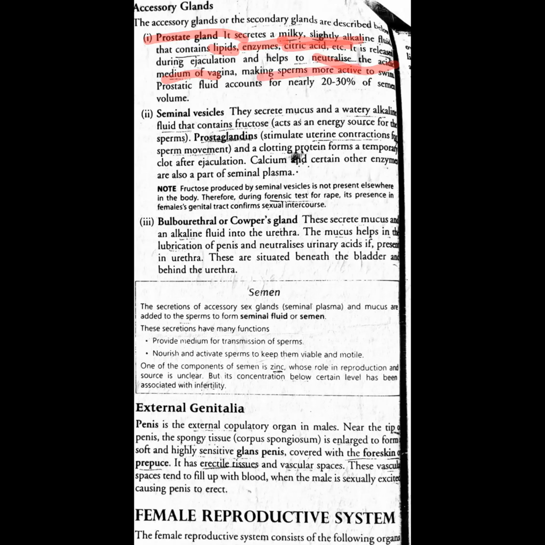And semen is the complete product which has sperm plus all the secretions of the prostate, seminal vesicle and bulbourethral gland. The prostatic fluid accounts for 20 to 30% of the semen. That means out of 100% of semen, 20 to 30% is prostate gland secretion itself. Clear, students? Any doubt?